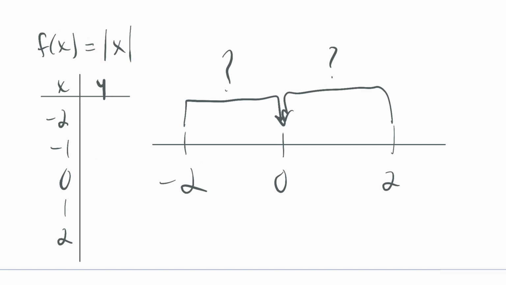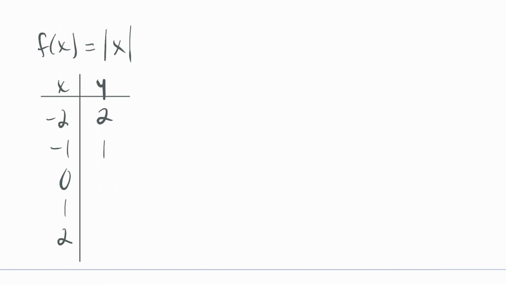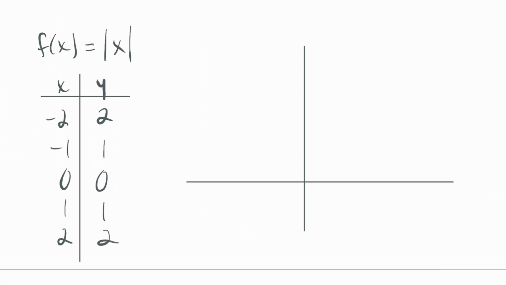Okay, so get rid of this. Okay, so absolute value of -2 is 2. Absolute value of -1 is 1. Absolute value of 0 is 0. Absolute value of 1 is 1. Absolute value of 2 is 2. Okay, so none of the outputs are going to be negative. They're all either 0 or positive. So when I go to make my graph, I'm not going to need any negative y-axis.